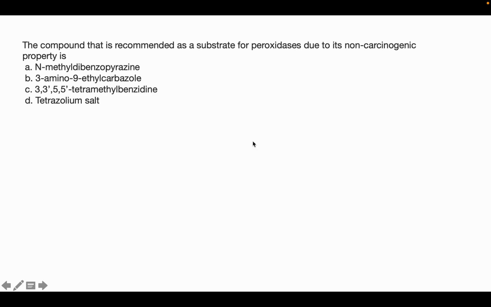The compound that is recommended as a substrate for peroxidase due to its non-carcinogenic property is 3,3',5,5'-tetramethylbenzidine. Correct answer is C.